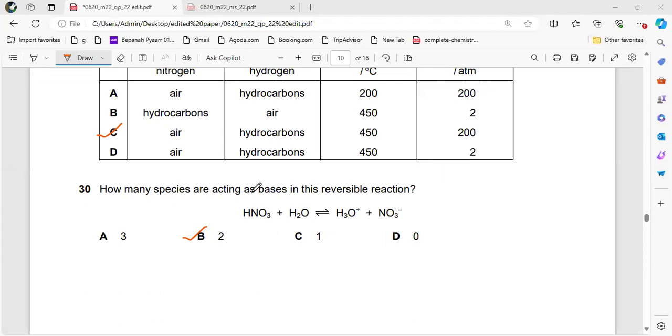How many species are acting as bases in this reversible reaction? So here you can see this is acid HNO3 plus water. Okay. HNO3 is giving its proton to water, to form H3O+. Now, as this reaction is reversible, this proton is donated to NO3- to form HNO3 again. So, two species are acting as bases here.